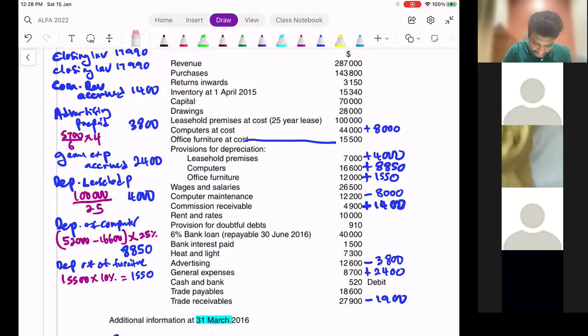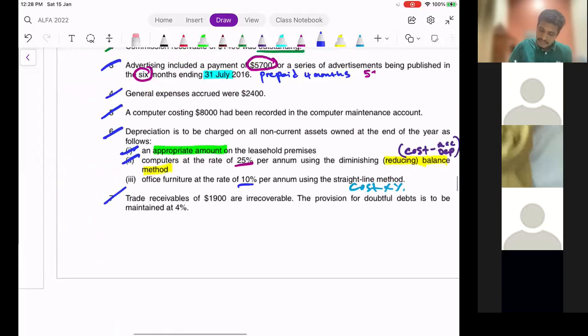Can I double check irrecoverable debt? No, we don't have the irrecoverable debt. So I create a new one. Irrecoverable debt 1,900. After that, next one is provision for doubtful debt is maintained at 4%.